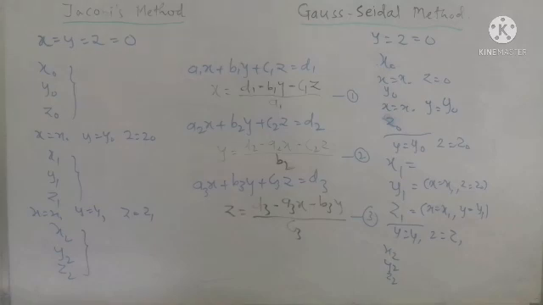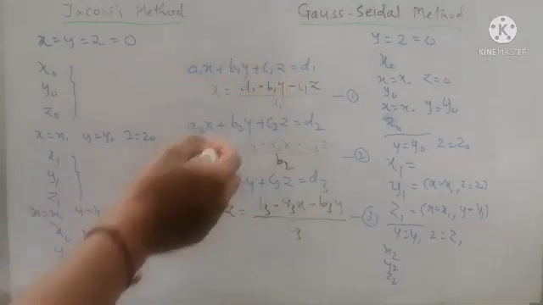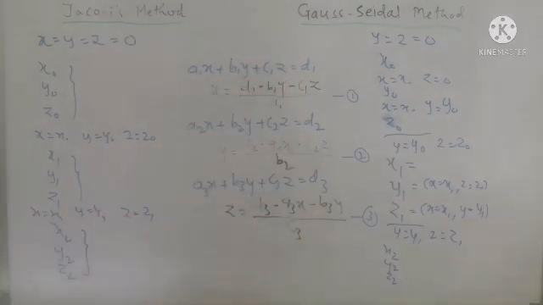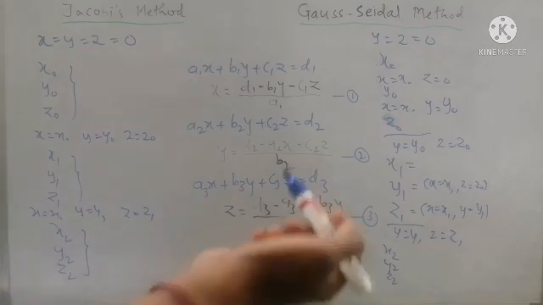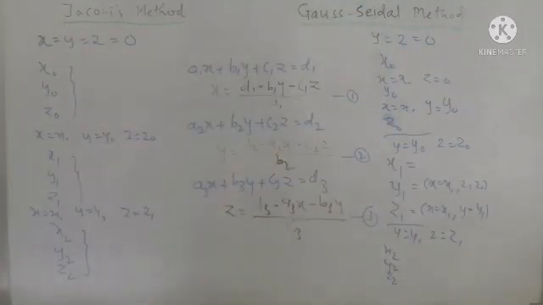For that we use the value of y as y2 and z as z2 in equation 1 to find x3, and continue the same process to find y3 and z3. This is called the Gauss-Seidel method. So remember the difference between these two methods.